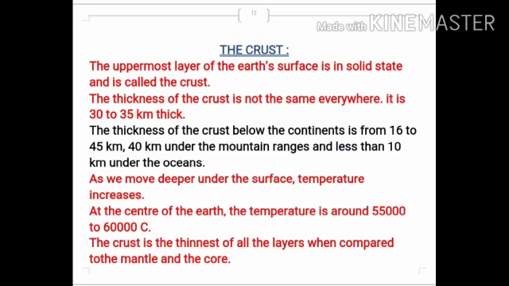As we move deeper under the surface, temperature increases. At the center of the earth, the temperature is around 55,000 to 60,000 degrees Celsius. The crust is the thinnest of all the layers when compared to the mantle and the core. It means that as we go deeper and deeper down in the layers of the earth, the heat will increase. And among all the layers of the earth, the crust is the thinnest layer of the interior.